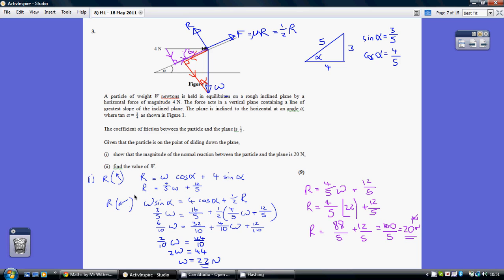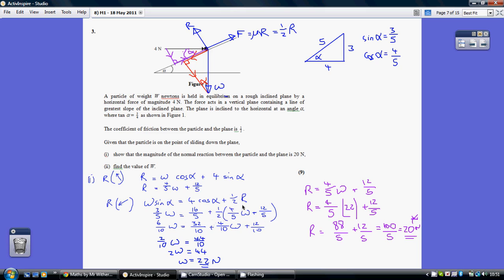If we then resolve down the slope, we've got W sin alpha, that's the weight, sin alpha, that force there in red, equaling the forces going up the slope, so that's 4 cos alpha, that purple component there, and also the friction, which is half times R. So 4 cos alpha is 4 lots of 4 over 5, which is 16 over 5, and it's half of R, which is half of what we worked out up here. So I've substituted that in there.